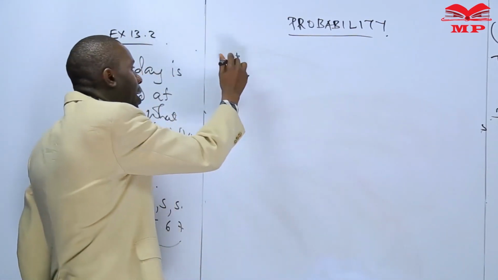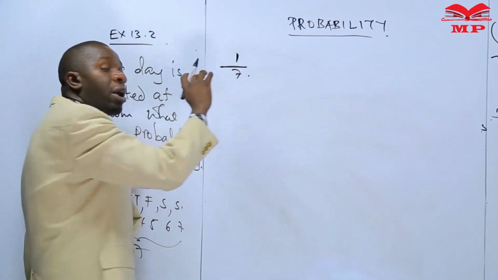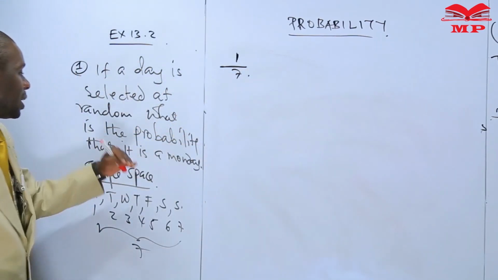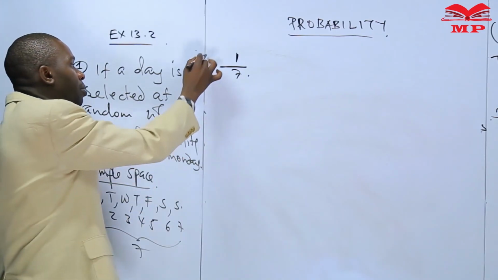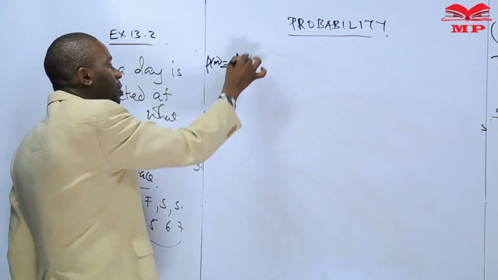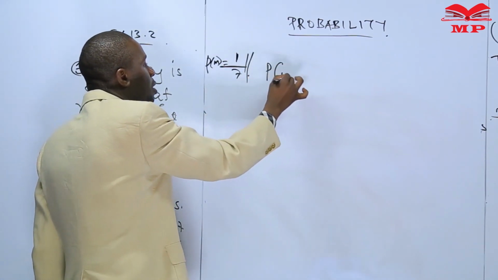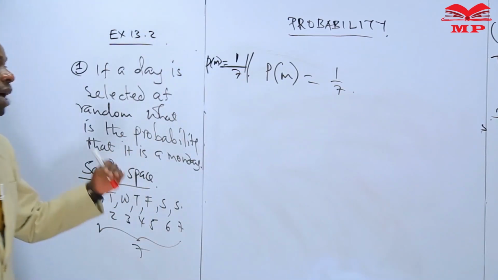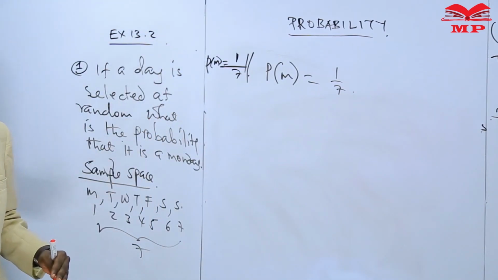So Monday is one day. The total number of days we are dealing with is 7. So the probability that a day picked is Monday, let me just write this clearly, probability of Monday is actually 1 out of 7.